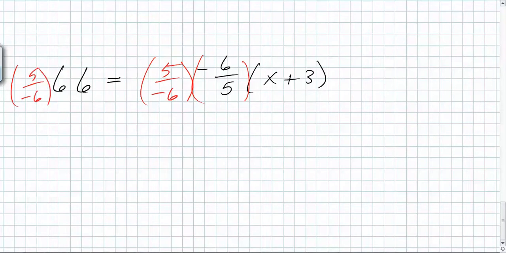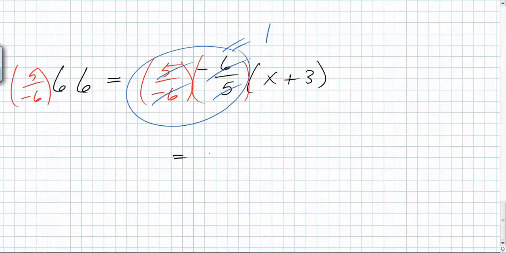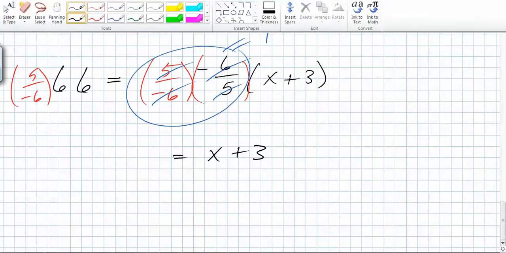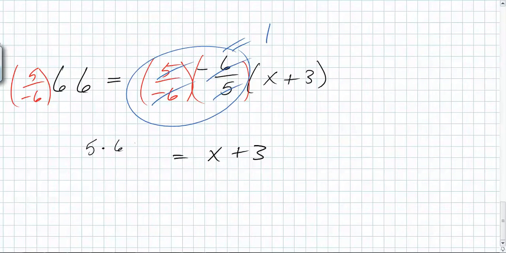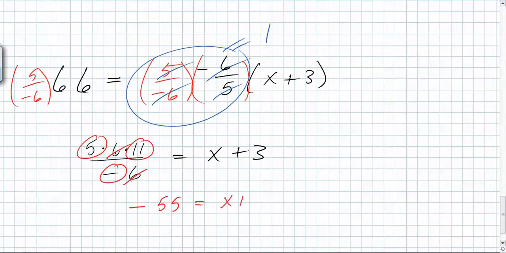The reason this is helpful is when you multiply something by its reciprocal, everything cancels out, leaving you with 1. So the right-hand side of this equation ends up equaling just x plus 3. And over on the left, it looks like a big number, but it's not that big because it's 5 times 66 over -6. And you might know that 66 is just 6 times 11. So what ends up canceling is the 6 and the 6. So you're left with a 5, an 11, and a negative sign, so that's -55 equals x plus 3.